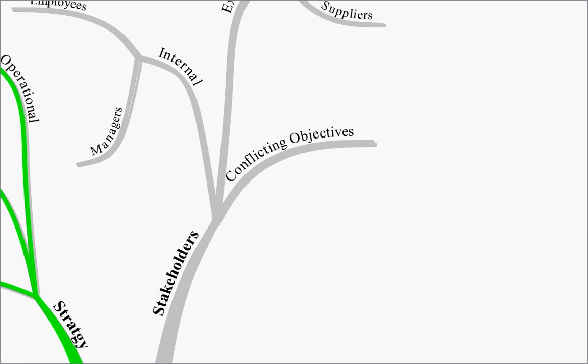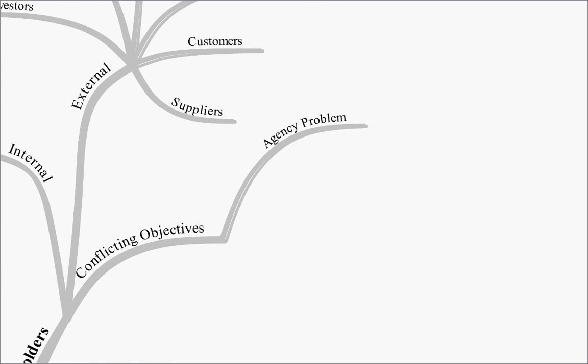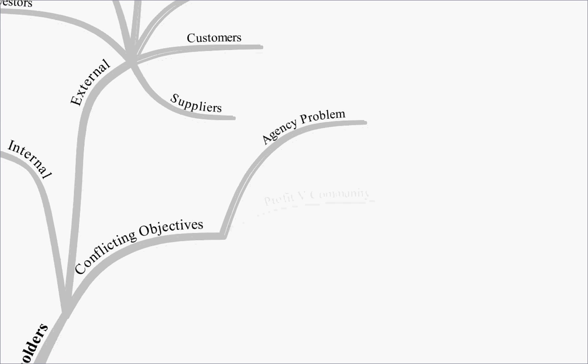Now, there will be conflicting objectives between many of these stakeholders. The main ones we looked at were the agency problem. Now, the agency problem, remember, is the principle of separation of powers between the owners, who are the shareholders, and the managers. The shareholders are the principals and the managers are the agents acting on behalf of the shareholders, and the objectives of these two people may not be the same. The managers want to get as much as they can out of the business, whereas the shareholders are interested in the long-term investment that they have. Okay, so that was the agency problem.